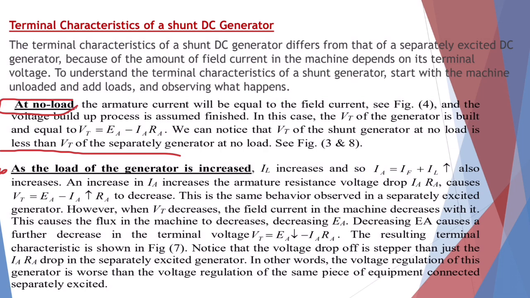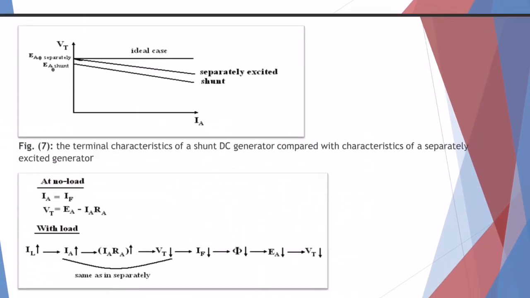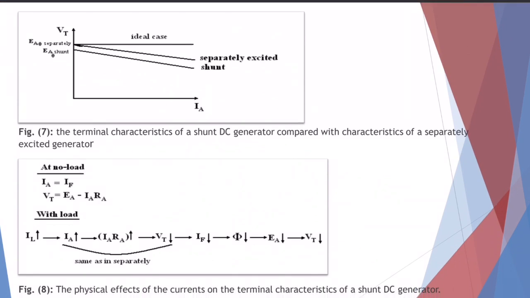Okay, we can check the points here in the graph. This is the summary here. You can check the summary. It will be very easy for you guys. At no load, IA equals IF, VT equals what here? EA minus IA multiplied by RA. With the load increase, IL increases, IA will increase, the IA RA drop increases, VT decreases, IF decreases, flux decreases, EA decreases, VT will decrease.